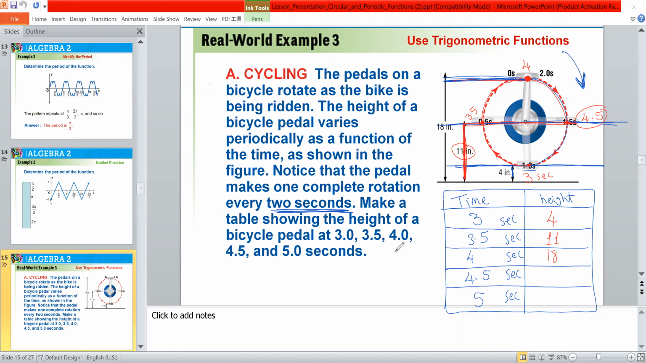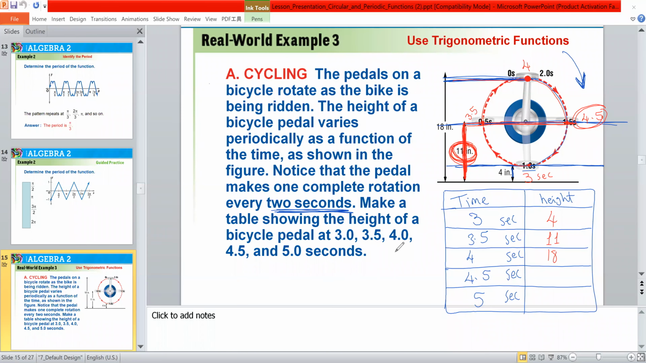This is 4.5. The pedal is here. If you go to reach the height, it will be what? 16. Okay, I'll complete. Thanks, Al Walid. Let's complete with Abdullah Al-Eid. Abdullah, can you complete? I need the height of the pedal after 4.5 seconds. 11 inches.